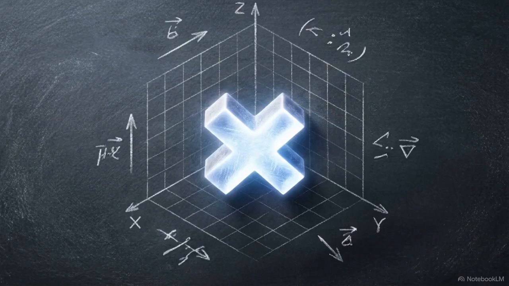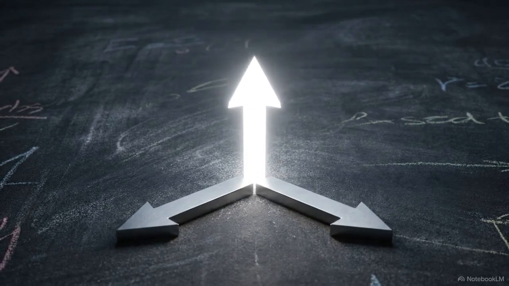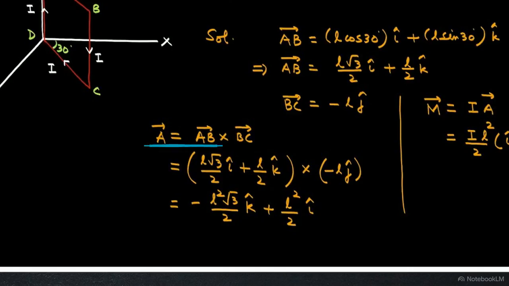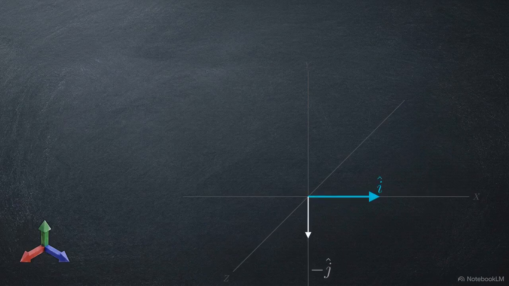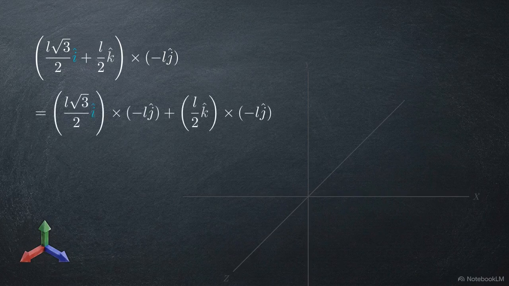This setup allows us to use the cross product. The cross product of two adjacent vectors that bound a parallelogram generates a new third vector that is perfectly perpendicular to their shared plane. As shown here, we find our specific area vector by crossing vector AB with vector BC. We distribute the terms, multiplying the i hat and k hat components of vector AB by the negative j hat component of vector BC. The mechanics of the cross product determine the spatial direction. For instance, multiplying i hat by negative j hat results in negative k hat. The math handles the orientation for us. This gives us a finalized Cartesian output for our area vector, positioned correctly in 3D space.